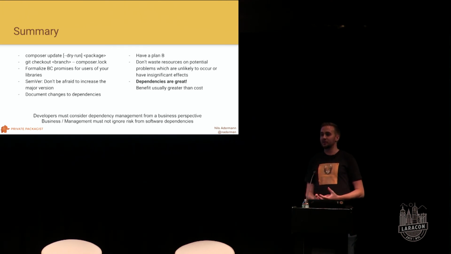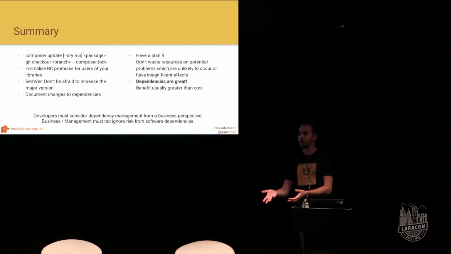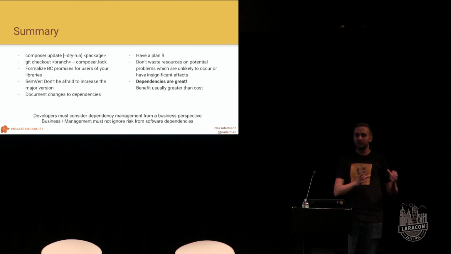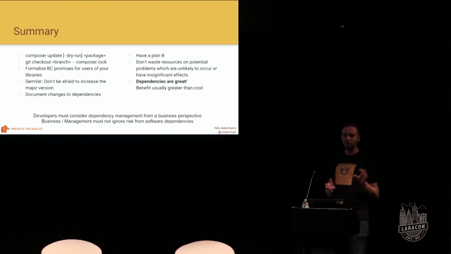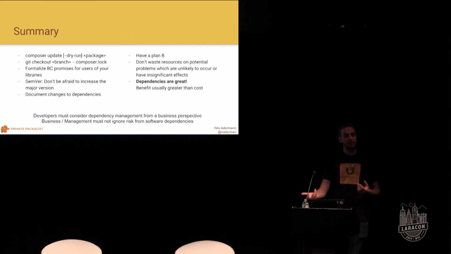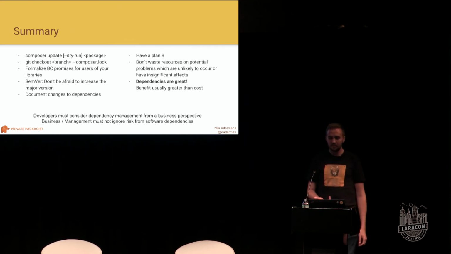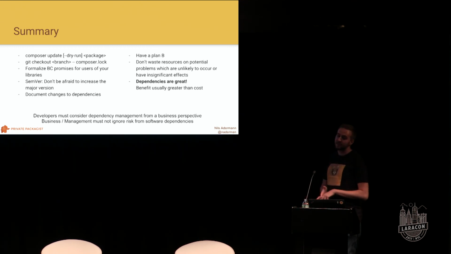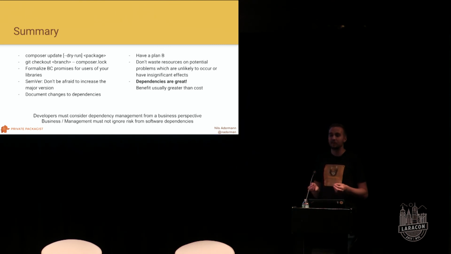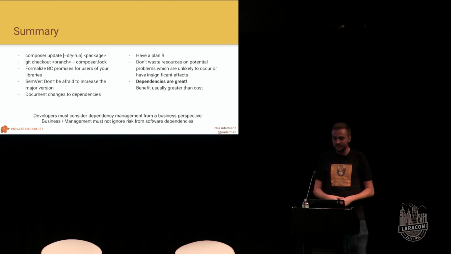And then document changes to dependencies. Document them in the form of changelogs on libraries. Document them in commit messages so that other developers on your team know what you were doing. Formulate a plan B for any of these risks involved in dependency management. But also don't waste resources on potential problems that are unlikely to occur and have insignificant effects. Right? Don't spend way too much time on building yet another layer between another layer for some problem that is unlikely to ever exist in the first place.